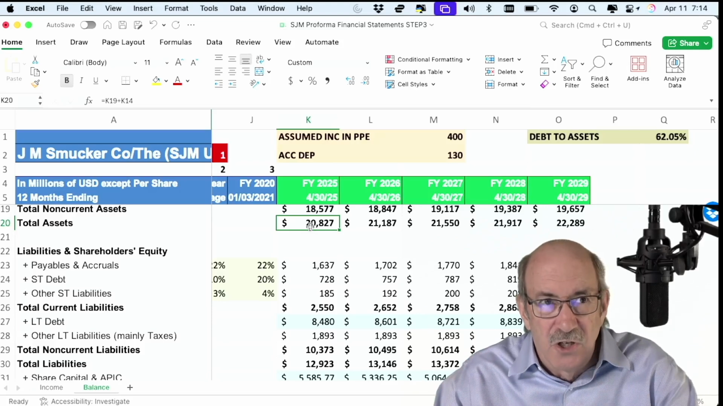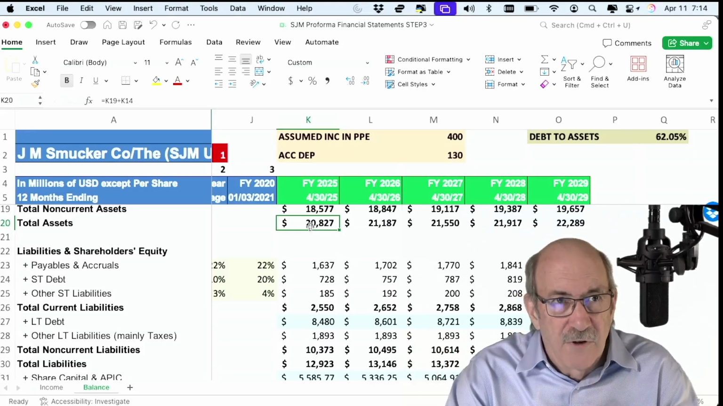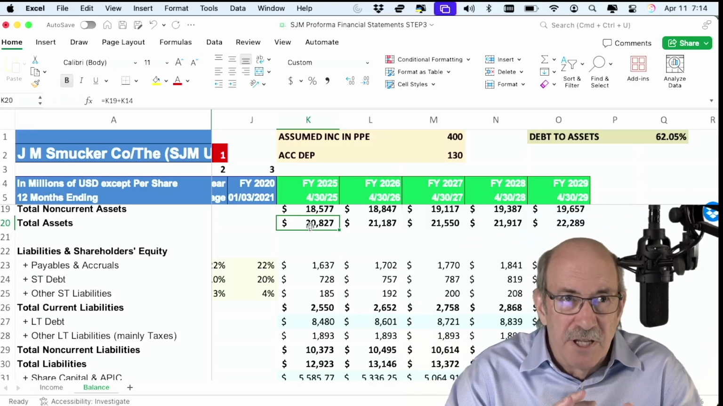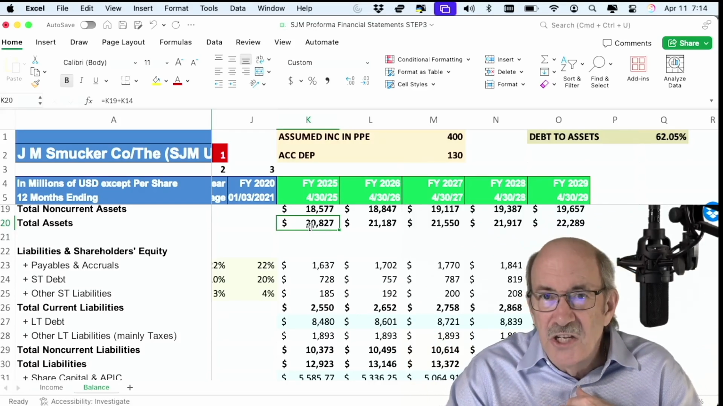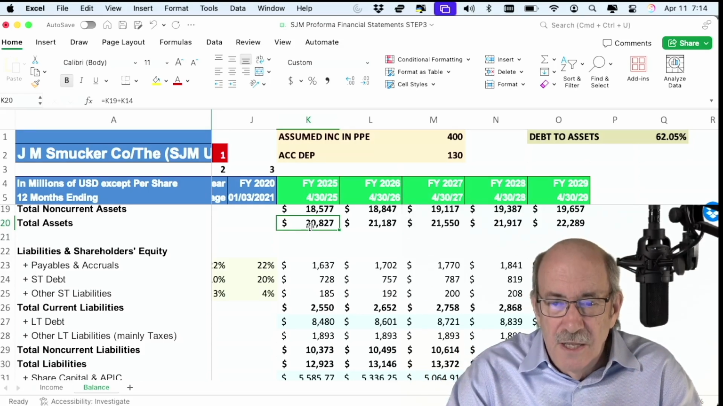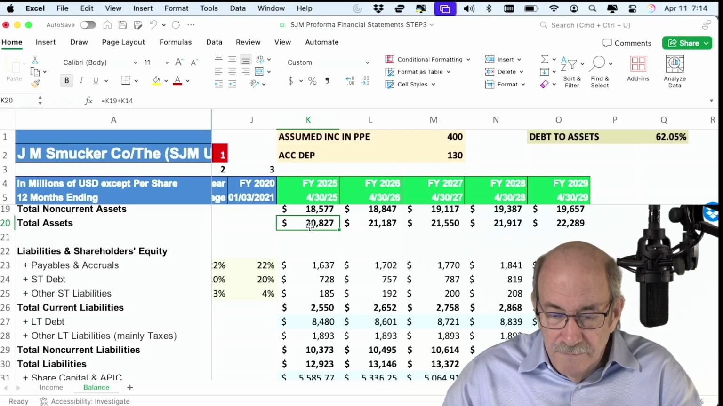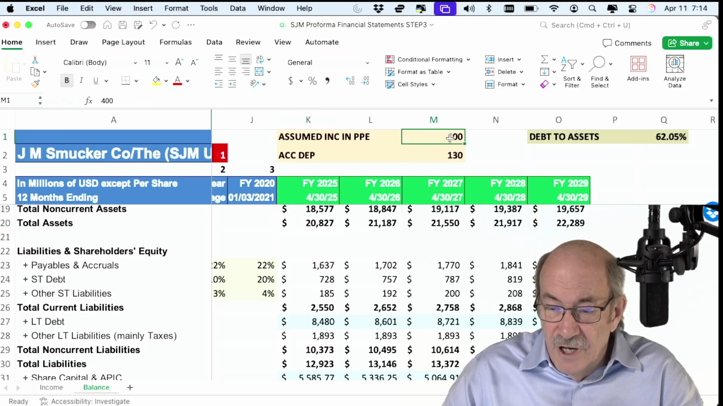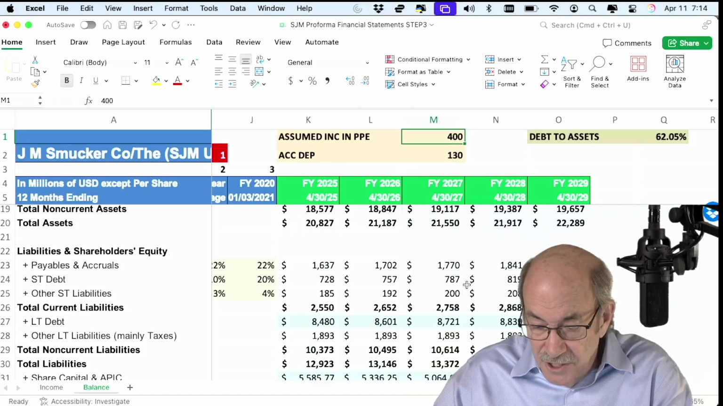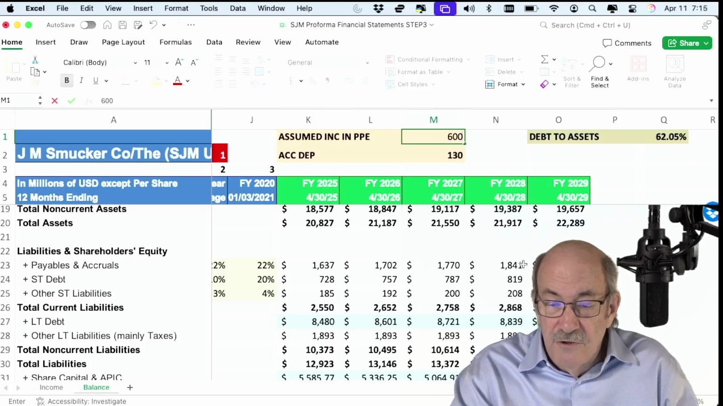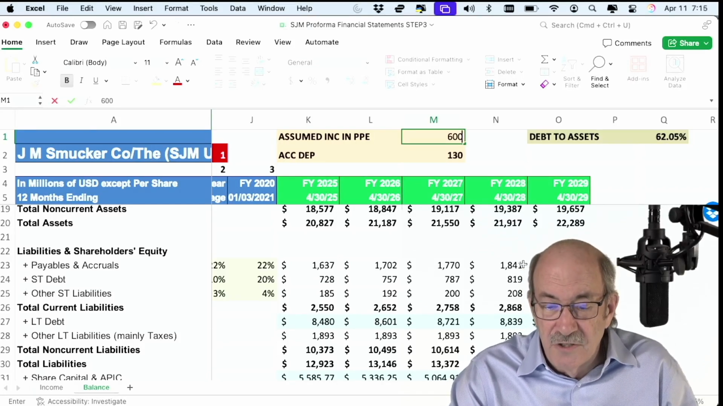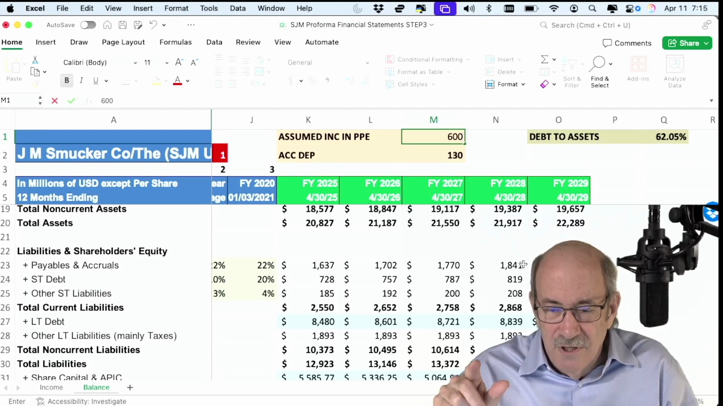No matter what, I can change my growth rate on my income statement. I can change the relation between cost of goods sold and revenue. I can change the relation between cash and revenue. I can change anything on this spreadsheet, but my balance sheet will still balance, no matter what. I'll prove it to you. Let's change the amount of plant, property, and equipment to 600. We should see total assets go up, and total liabilities go up, but liabilities plus equity still equals total assets.